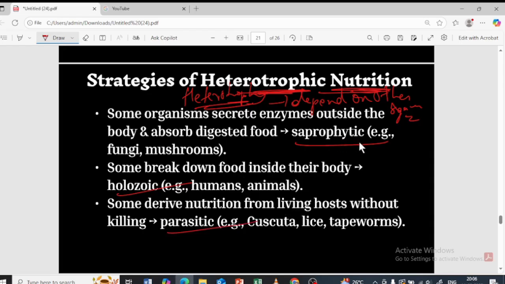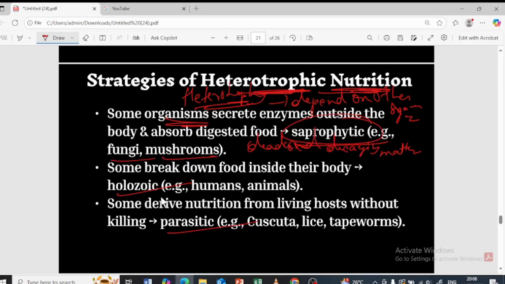Saprophytic nutrition: in the case of saprophytic nutrition, there are some organisms that digest the food outside the body of the organism. For example, dead and decaying matter. They feed on the dead and decaying matter outside the body. They digest the food outside the body, and after digesting, they absorb that digested food inside. First they break it down outside, then they absorb it inside. This is called saprophytic nutrition, which is exhibited by mushrooms as well as fungi.